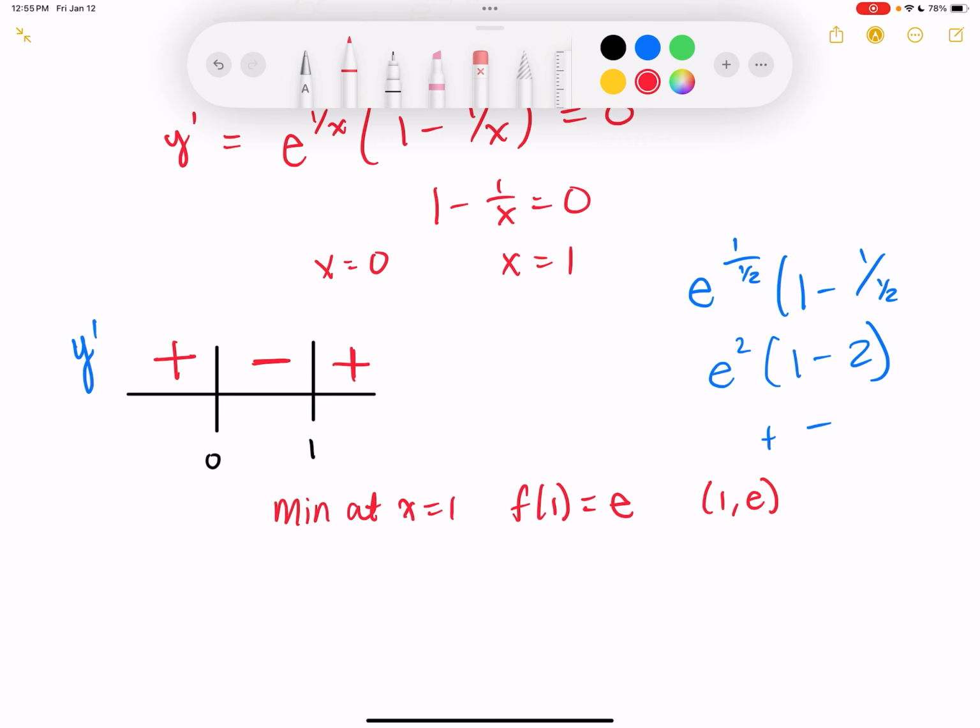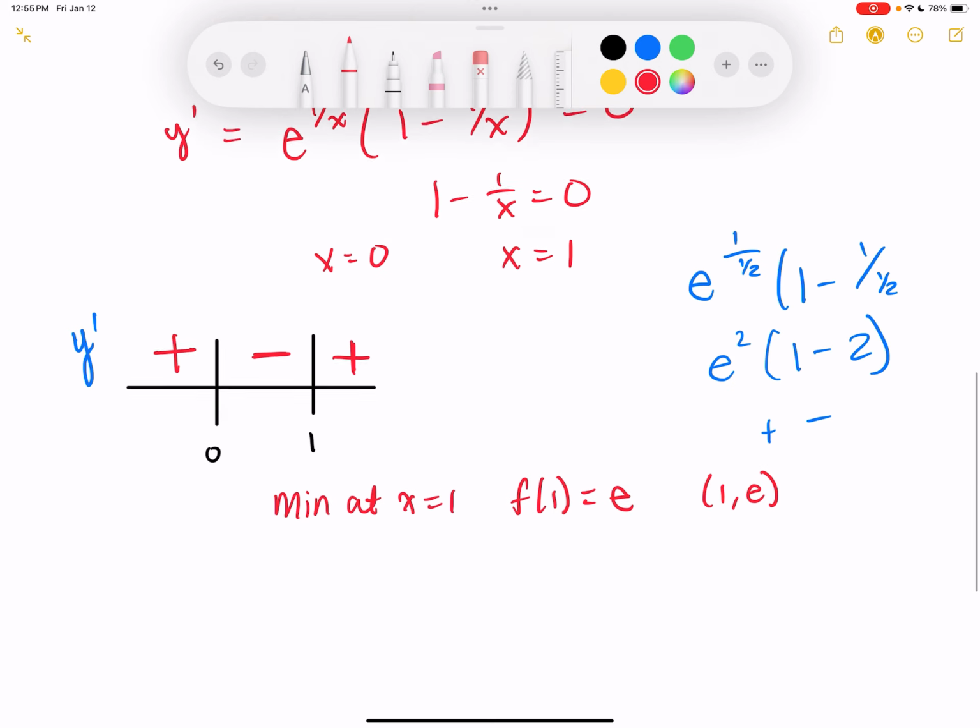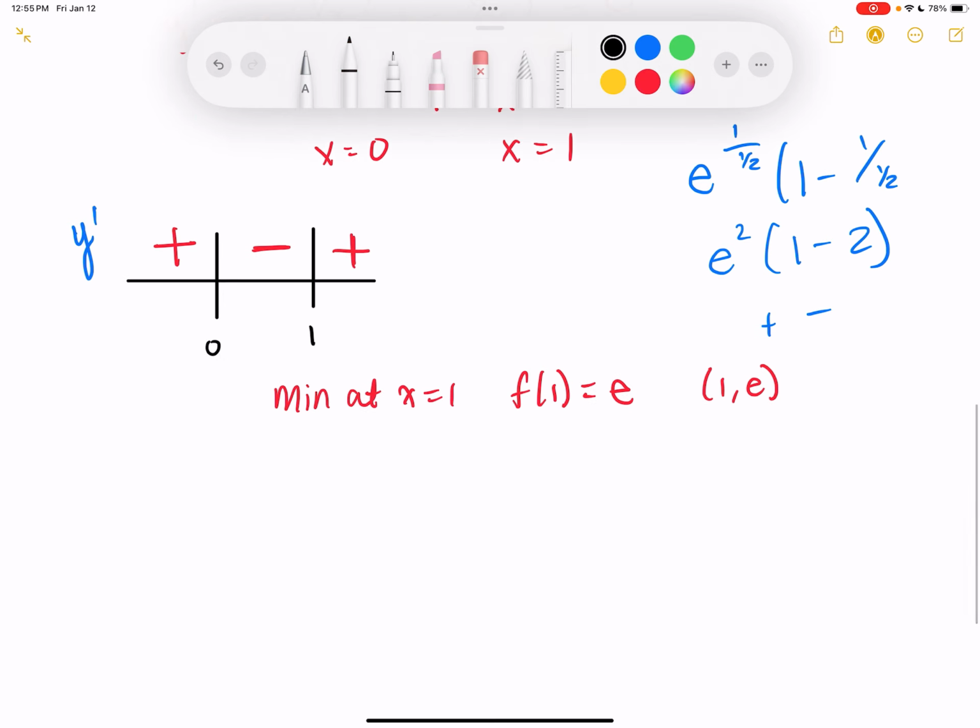Concavity test. I forgot how to do this. All right. Use the concavity test to determine the intervals on which the graph of the function is concave up or concave down. Oh, this one's second derivative. Yes, it is. Y equals negative x to the fourth plus x cubed minus 4x plus 1. That's not terrible.